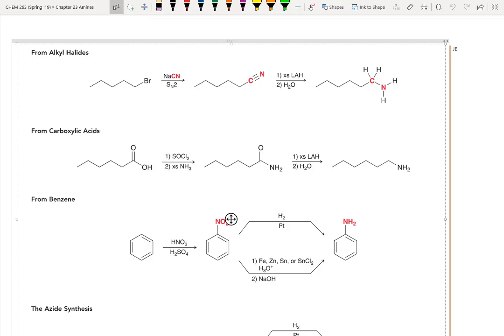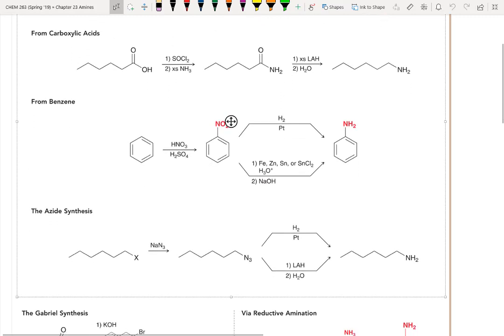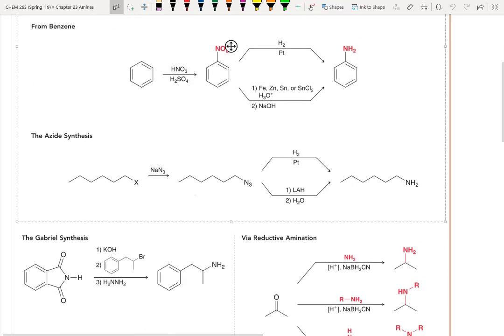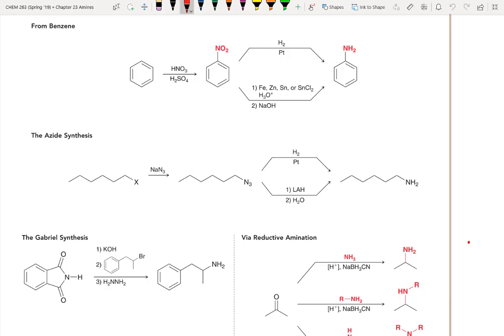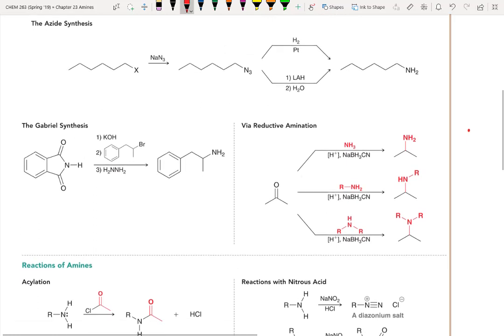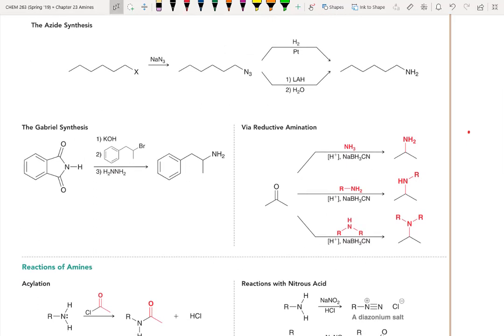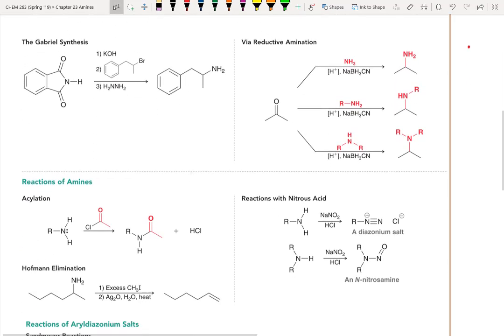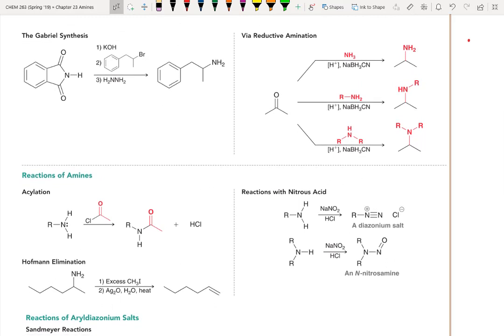So the first one was how to make amines from alkyl halides. We can do that by doing SN2 chemistry with sodium cyanide or sodium azide and then a reduction. We can also make amines from carboxylic acids by converting them to amides first and then doing a reduction. We said that we can do these transformations with benzene where we make nitrobenzene, convert it to aniline. This is the azide synthesis that I mentioned before. And down here we've got our Gabriel synthesis and our reductive amination.